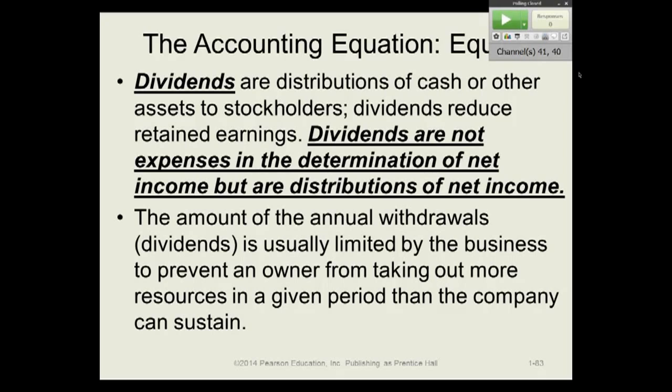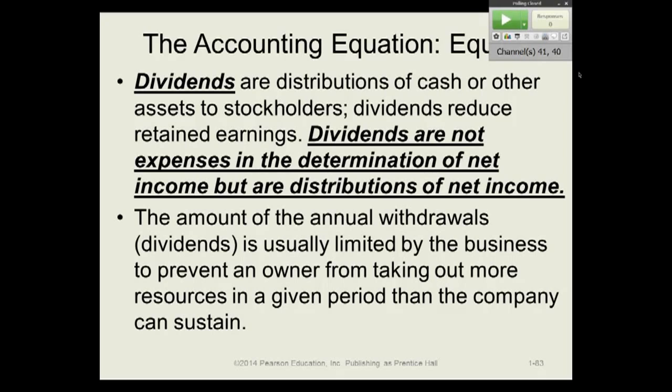Okay. Finally, you've got your dividends. And as we said, dividends are not expenses. You're going to start thinking about income, and a lot of you are going to start deducting dividends as expenses. Don't do that, please. Dividends are going to be a distribution of profit or loss. Dividends will distribute profit or loss.